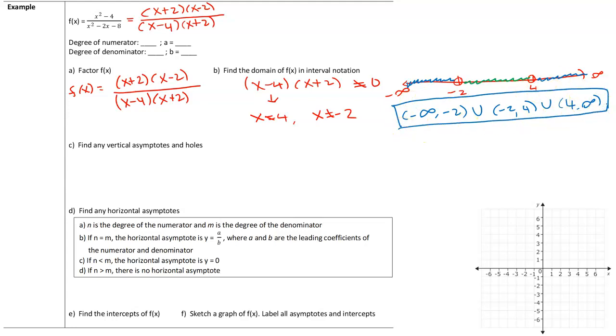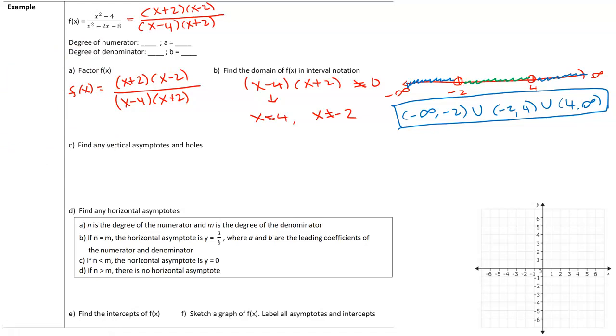And that's just a way of saying, in interval notation, that our solution set can contain any values except for negative 2 and 4, because those values will give you a 0 denominator, and that will give us an undefined answer. Okay, so that is part B. Now let us go to part C.